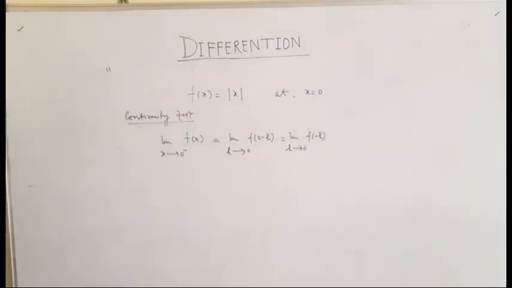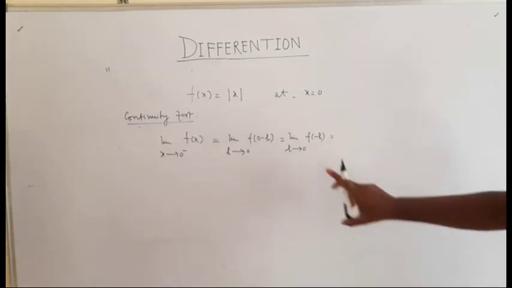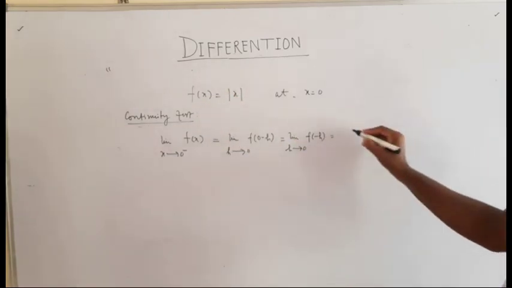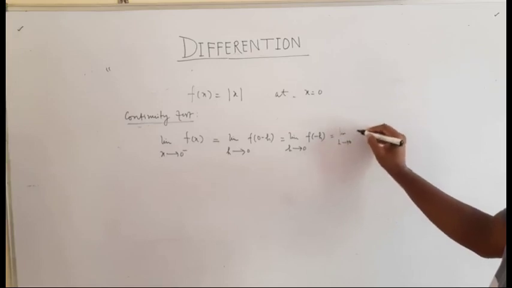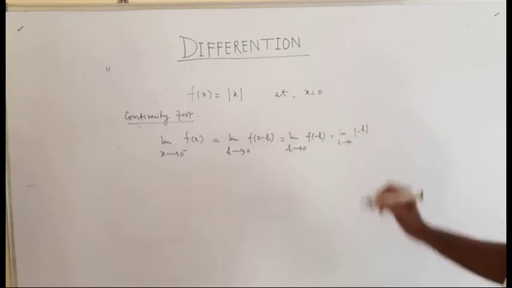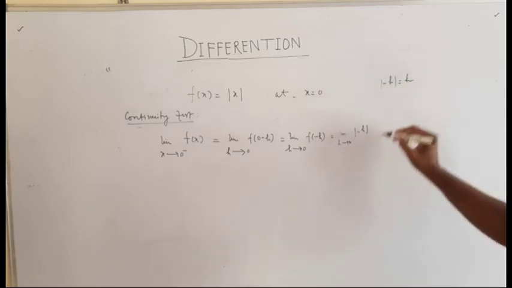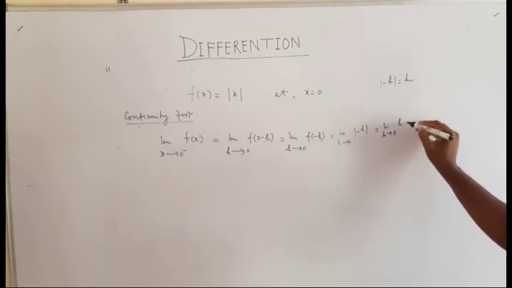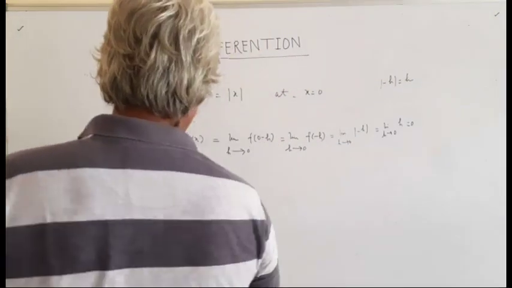So this becomes limit h tends to 0, and then there I'll get f of minus h, means mod of minus h, and we know that the mod of minus h is h, so this value is simply h. Limit h tends to 0 of h goes to 0, so the left hand limit value is 0.